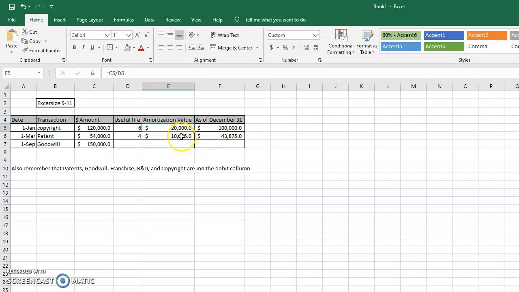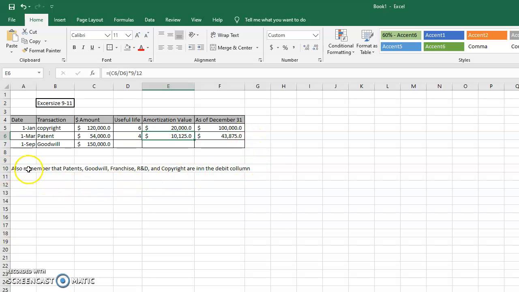The next one is a little bit different because it was March 1st. I've got my formula up here, which is the amount divided by the useful life, and then you times that by 9 months over 12, because with March 1st you'd still have 9 months left. So I've done 9 over 12, and I've gotten 10,125. Again, subtract the 10,125 from the 54,000, and I get 43,875 as of December 31st.